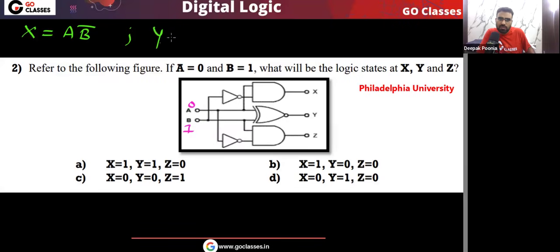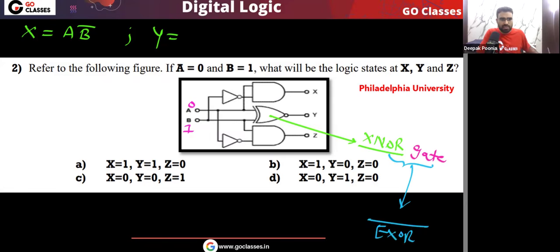Next, what about Y? Here you can see this is Y, but this is an XNOR gate. Yes or no? Look at this gate. This is the XNOR gate. We know what an XNOR gate is. This is basically the complement of the XOR gate. Very simple. So for this XNOR gate, what are the inputs? The inputs are A comma B. So remember, A XNOR B. This is your Y, or I can say this is basically A XOR B complement.